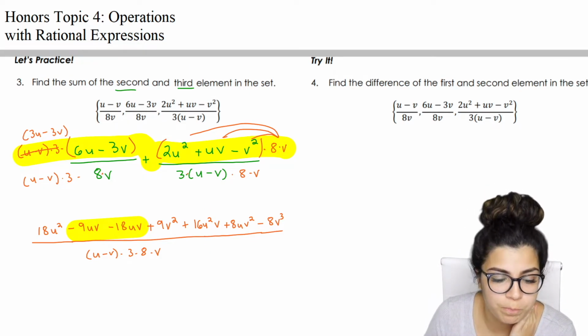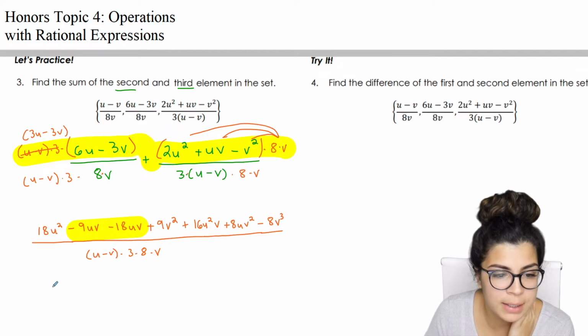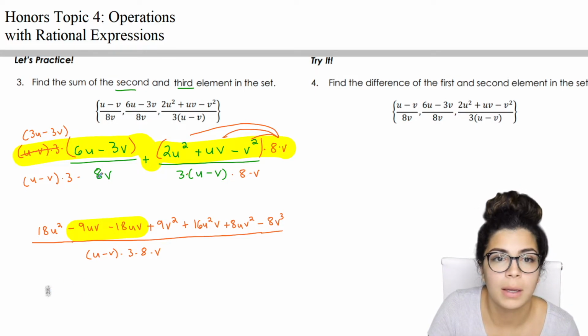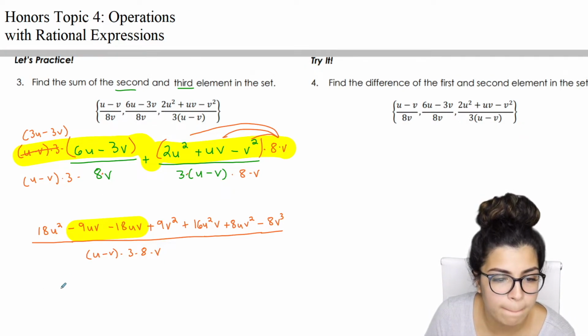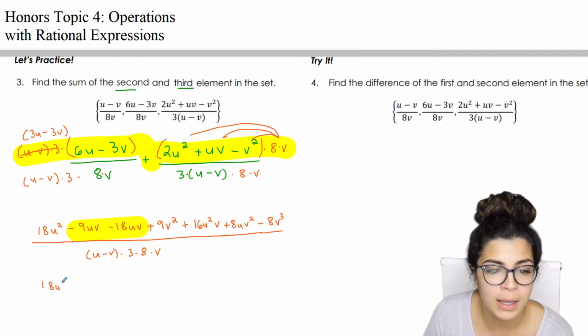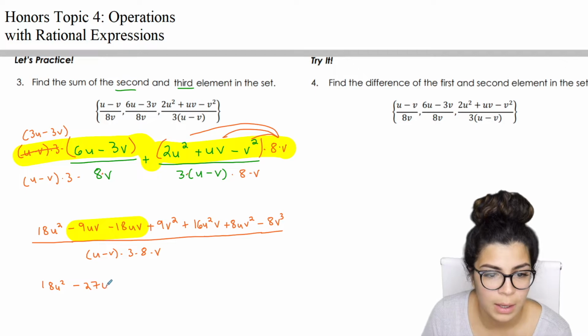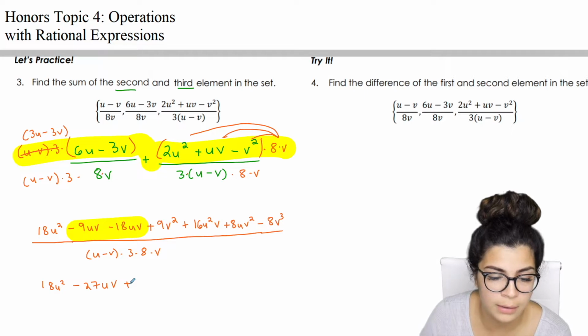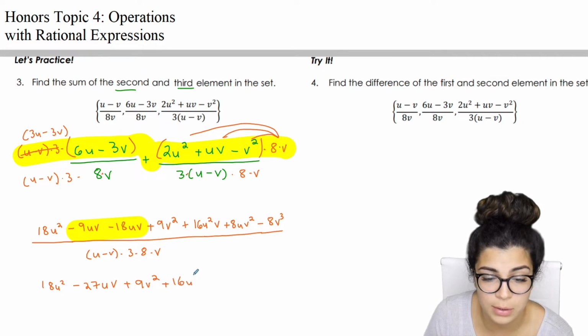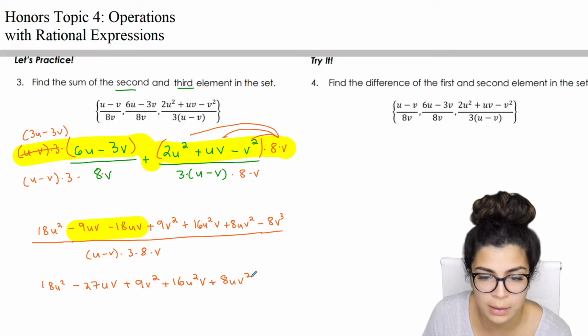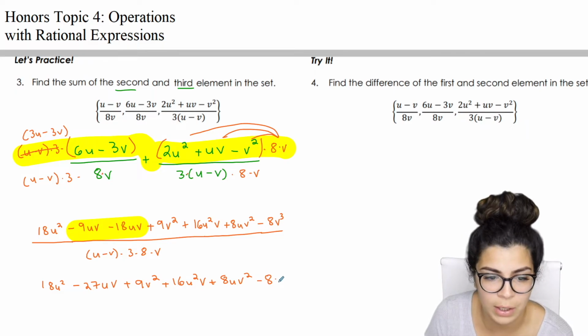Let's write it out. So I have 18 u squared, and then negative 9 minus 18 is negative 27 uv, and 9v squared, of course, is just 9v squared, and 16 u squared v is just 16u squared v. 8uv squared is just 8uv squared, and negative 8v cubed is just negative 8v cubed.